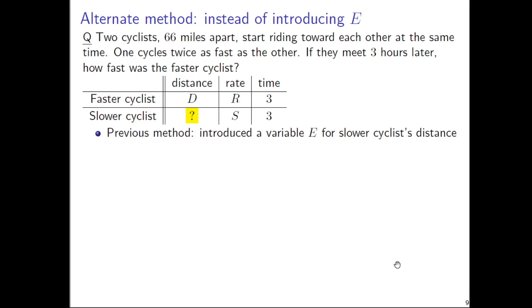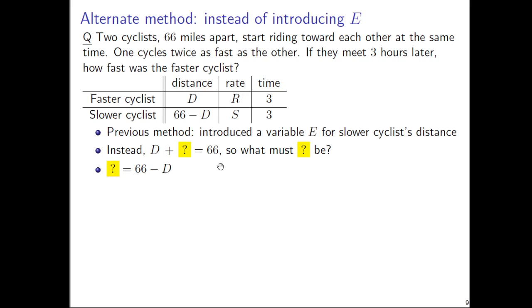The previous method introduced a variable to represent the slower cyclist's distance. Instead, let's think again about how the two cyclists' distances need to add up to the number 66 provided in the problem. So d plus question mark equals 66. What does the question mark have to be? Well, you can solve for it by subtracting d on both sides. So that question mark should be 66 minus d. And so we'll just replace that in the table there.